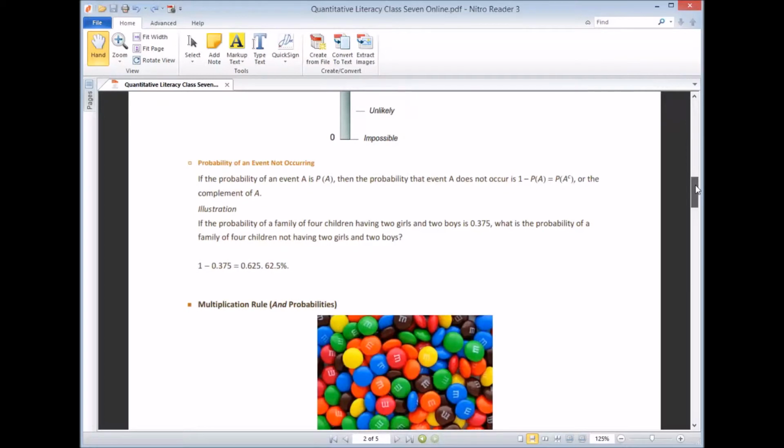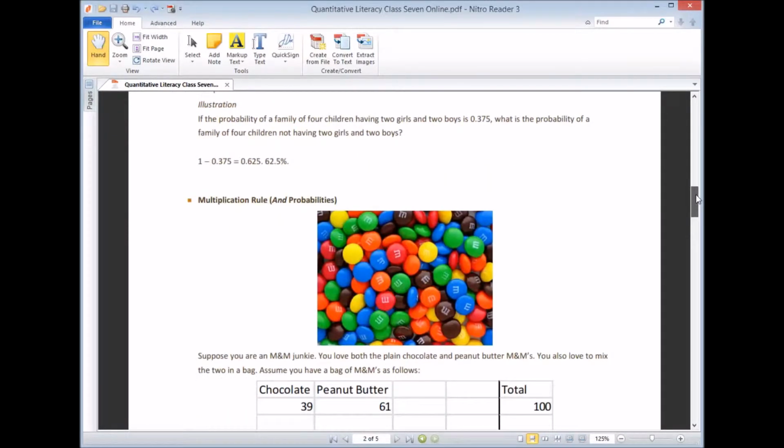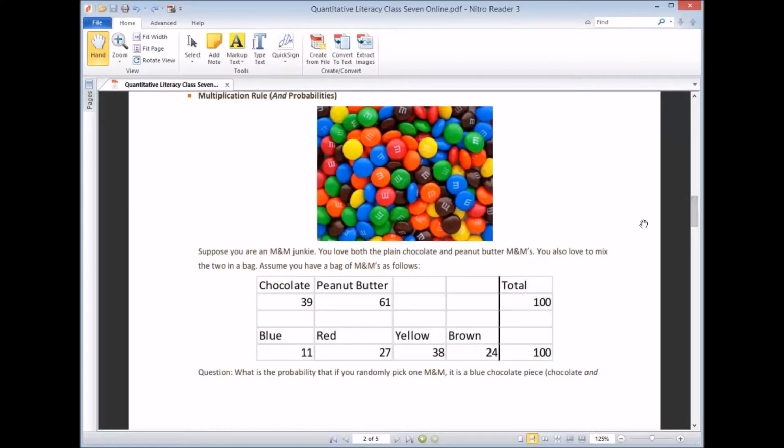There are a few different types of probabilities, so I'll go through them one by one. Let's look at the M&Ms. The first rule I'm going to explain is the multiplication rule, also called the AND probabilities. Say you're an M&M junkie. You love both the plain chocolate and peanut butter M&Ms. You also love to mix the two types in a bag. So you do that, and assume you have a bag of M&Ms as follows.